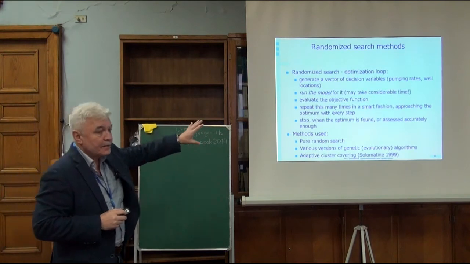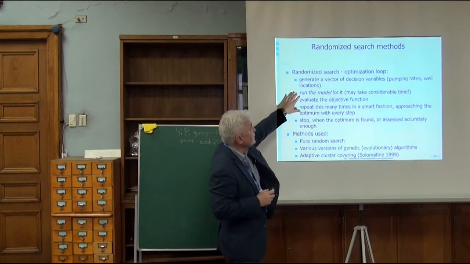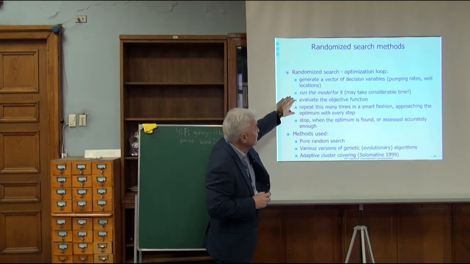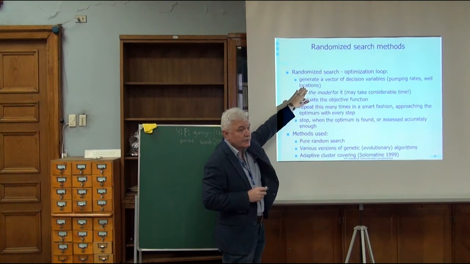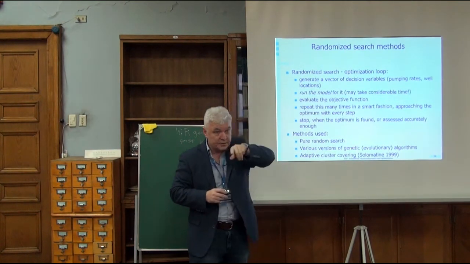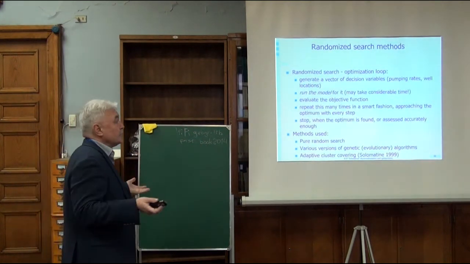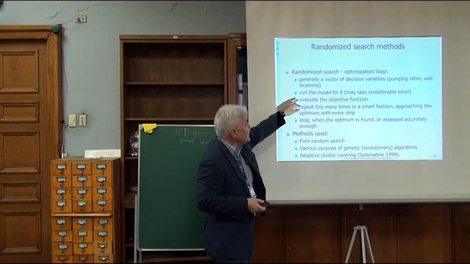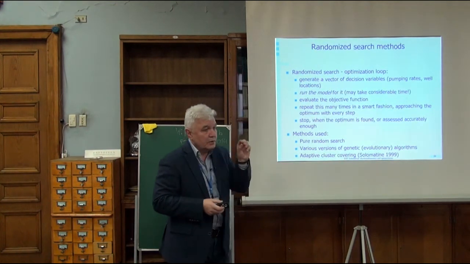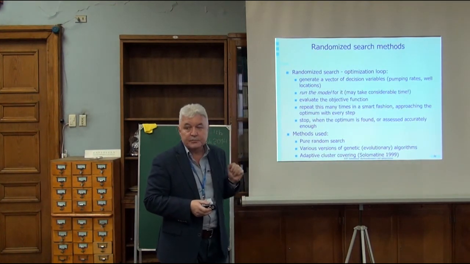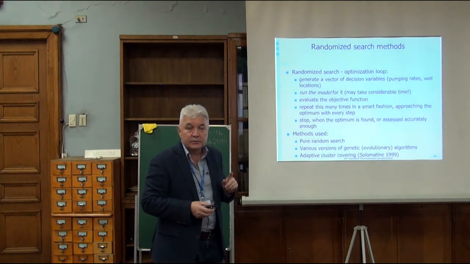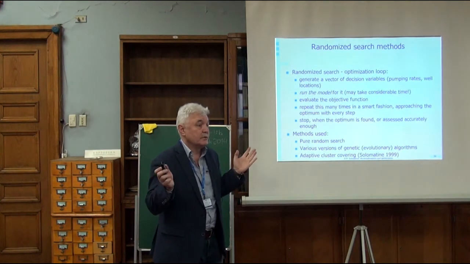So let me now discuss this randomized search optimization loop. First we generate the vector of decision variables, these x1, x2 points, or maybe many more than x1, x2. Then we run the model for it. So we calculate f for each of these points, running the model. It may take minutes, maybe hours.